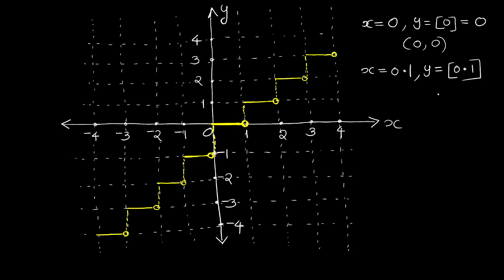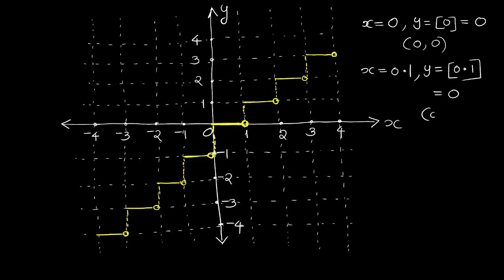If x equals 0.1, the x coordinate is 0.1, which is just about here, right? When x equals 0.1, y will be the greatest integer of 0.1. What is the integer lying immediately to the left of 0.1? The integer immediately to the left of 0.1 is 0. Without drawing the number line, you can understand that 0.1 lies just to the right of 0.